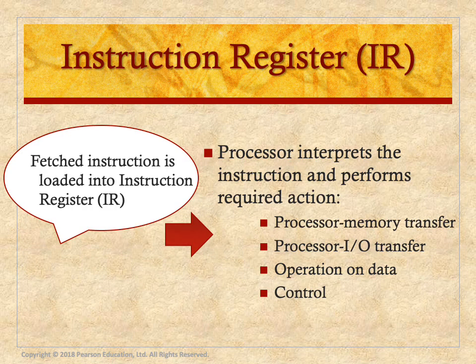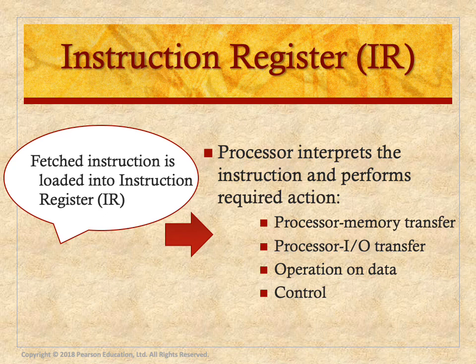So we have seen what happens in the instruction fetch step. The next instruction to be executed will be loaded into the instruction register of the processor. Now this instruction is ready for execution. The processor will interpret the binary instruction and will perform the required action. These actions typically fall in 4 different categories. We have processor-memory actions, where data is transferred from the processor to memory or from the memory to the processor.